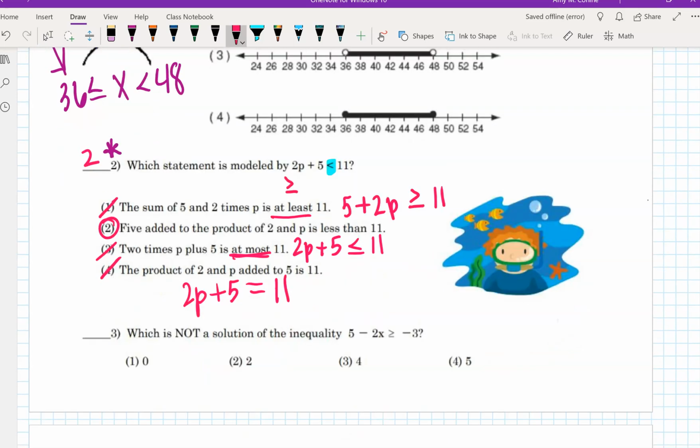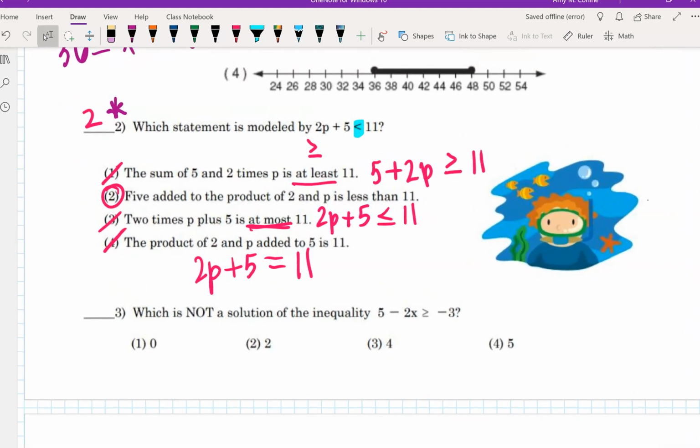Okay. So number 3 is similar to one we did the other day, so I think you can do that one on your own as well, which is not a solution of the inequality. So go ahead, you can use either strategy that we talked about, either plugging it in or go ahead and solving and choosing what wouldn't work. So go ahead and do that now.